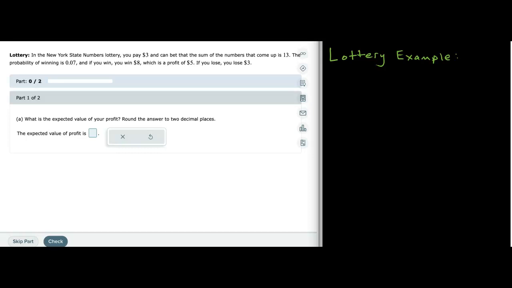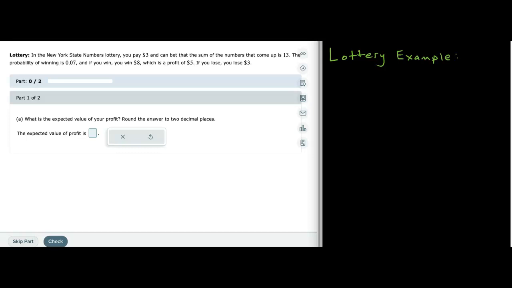So you paid your original 3, but then if you won 8, your net profit, your net gain is $5. If you lose, however, you just lose your original $3 bet. So the main goal in this question is to figure out the expected value of your profit, or on average, what can you expect to win or maybe lose playing this game.